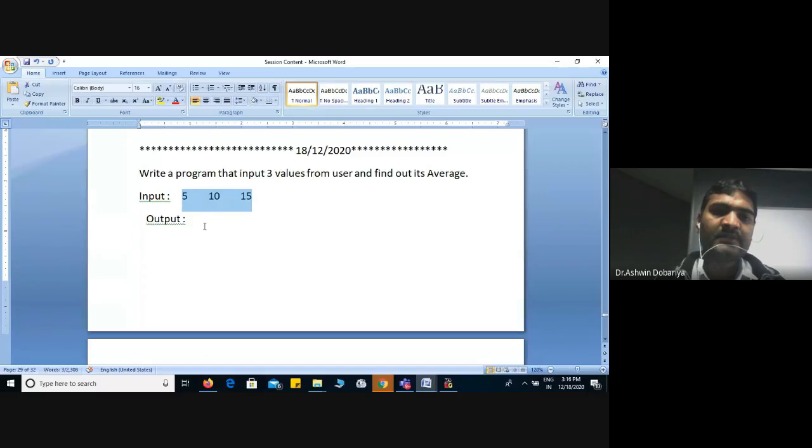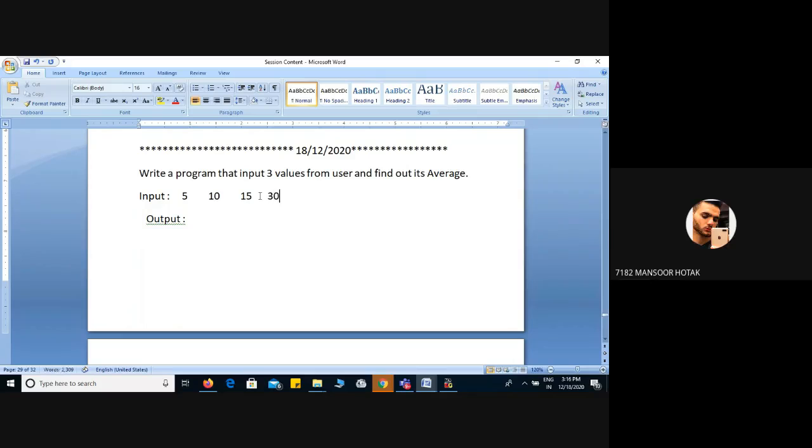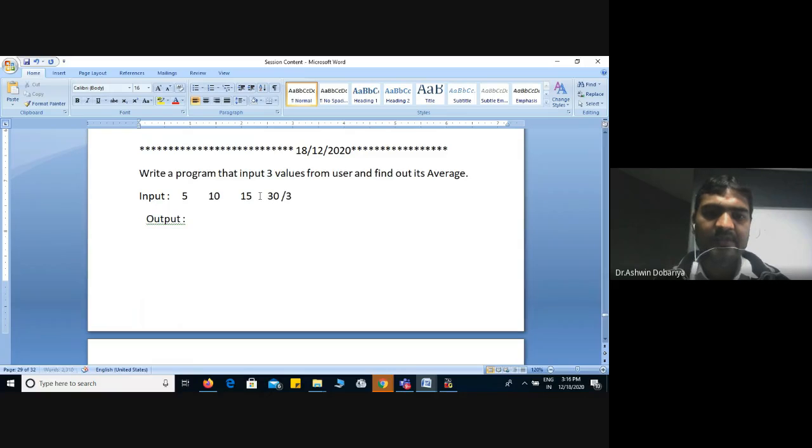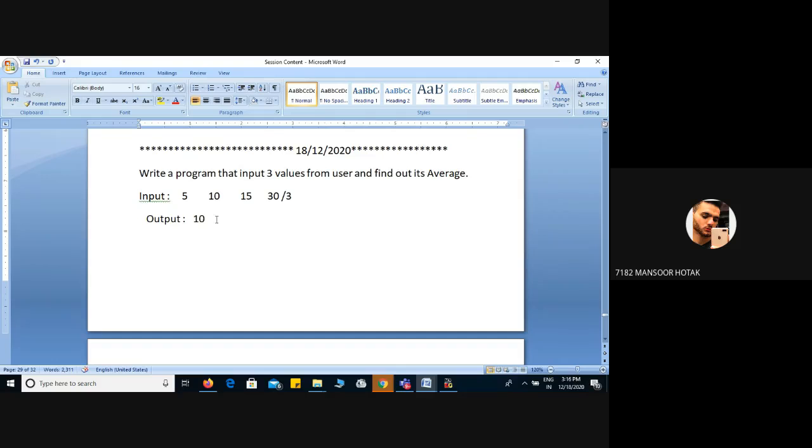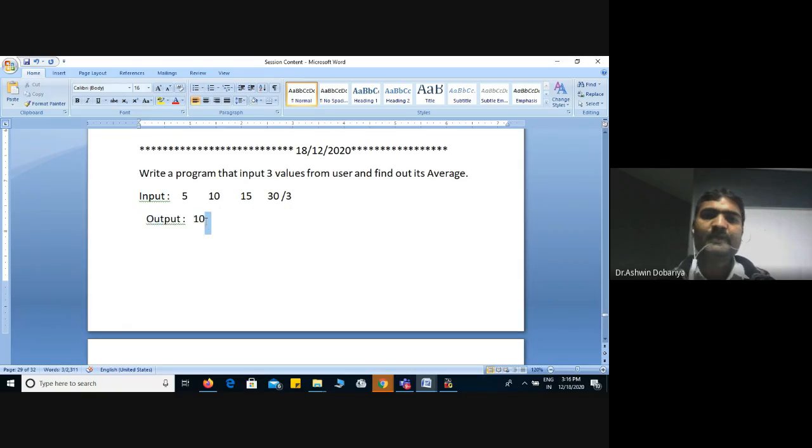So what is the sum? It is 30. Then 30 divided by 3. So what is the average? 10. So my output should be 10, right? Then, okay, how can I generate this output? That is our logic. So how can we generate this output?